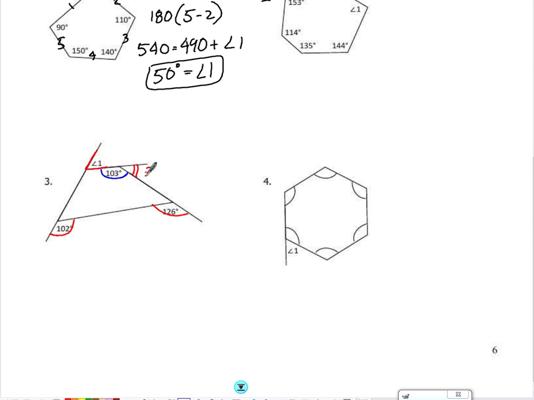And since the exterior angles of a polygon always add up to 360 degrees, all I need to do is add up these 4 angles and set them equal to 360. When I add up 102 plus 77 plus 126, and I take away that sum from 360, minus 305, I get a value of 55 degrees.